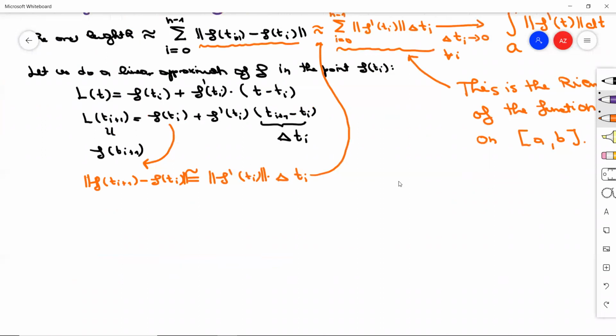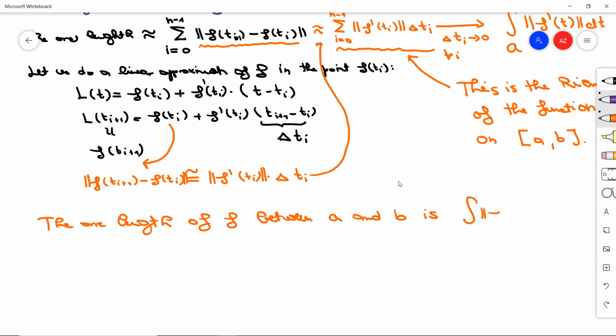Let's write it. So the arc length of f between a and b is the integral of the norm of the velocity vector when we travel from A to B. Probably you remember this from analysis.